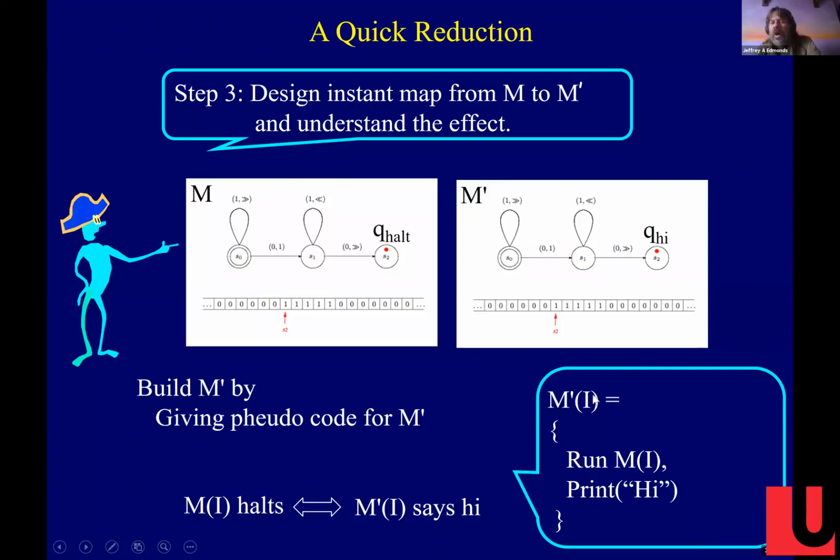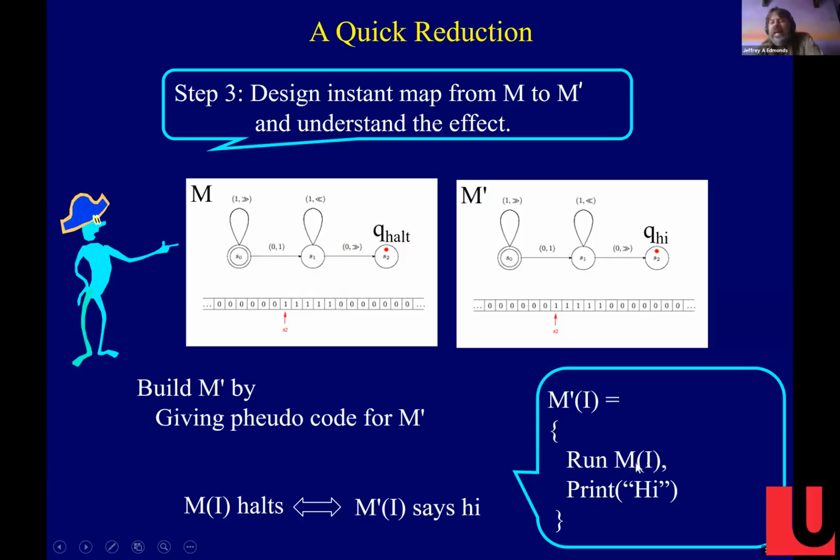Well, what M prime does, given some input I, is simulate M on I. We know what M is, so we just do the same things that M does on I. That's what M prime does. It does exactly what M does on I.